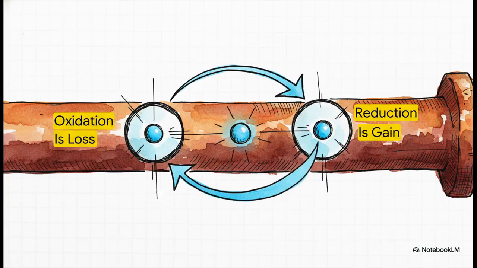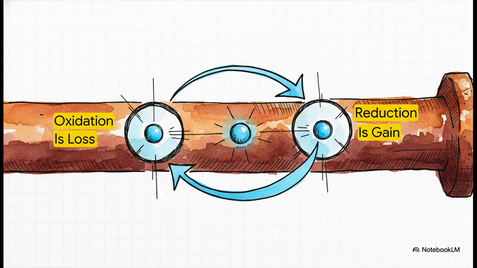Okay, redox reactions might sound a little complicated, but they're all about one thing: trading electrons. One atom loses electrons, we call that oxidation, and another one gains them. That's reduction. The best way to remember it is with this little phrase: OIL RIG. Oxidation is loss, reduction is gain.